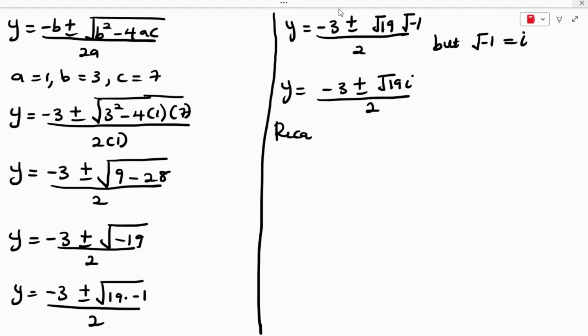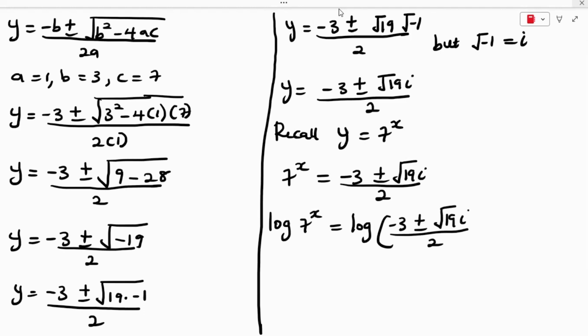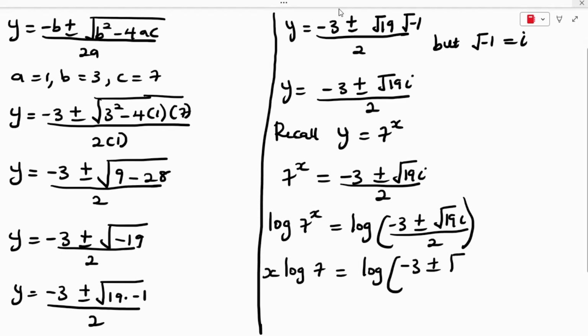But we want to simply recall that we said let y be equal to 7 raised to the power of x. So we have that 7 raised to the power of x is equal to minus 3 plus or minus the root of 19i over 2 right here. So take the log of both sides. We have log 7^x is equal to log of minus 3 plus or minus the root of 19i over 2, right? And applying the logarithm, we have x log 7 is equal to log of minus 3 plus or minus the root of 19i over 2.